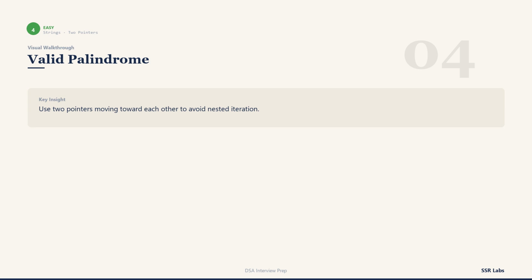Okay, let me show you what's actually happening here step by step. Let's look at the example. Given S is equal to "A man, a plan, a canal, Panama", the expected output is true. And this is the key part: use two pointers moving toward each other to avoid nested iteration. Once you see this visually, it kind of clicks, right? The algorithm is basically doing exactly what we just traced through.